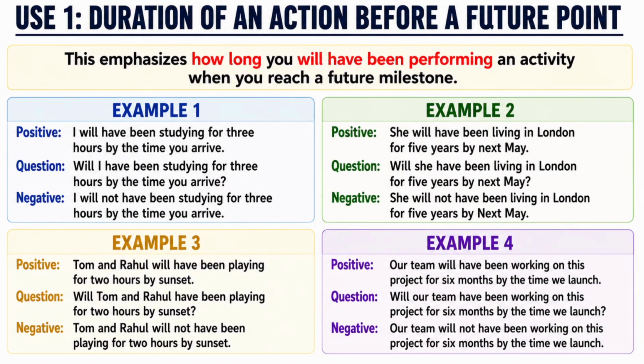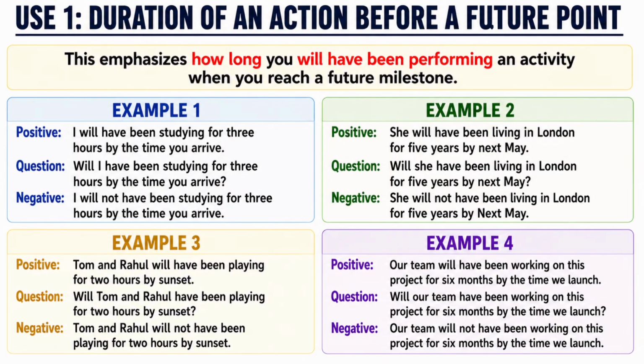Look at the second example. She will have been living in London for 5 years by next May. This means that by next May, the total duration of her stay in London will become 5 years. The question is, will she have been living in London for 5 years by next May? The negative sentence is, she will not have been living in London for 5 years by next May.